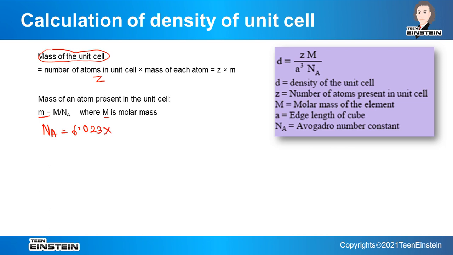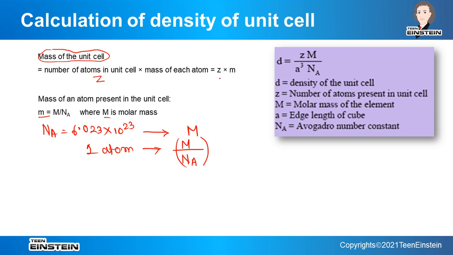Avogadro number. Now Avogadro number Na is 6.023 into 10 to the power 23. So this number of atoms present in 1 mole. Okay, so this number of atoms will have mass of 1 mole. So molar mass is M. So this number of atoms will have mass capital M. Fine. So one atom will have mass M by this number, or we can say M by Na. Okay. So for each small m, the value is M by Na.